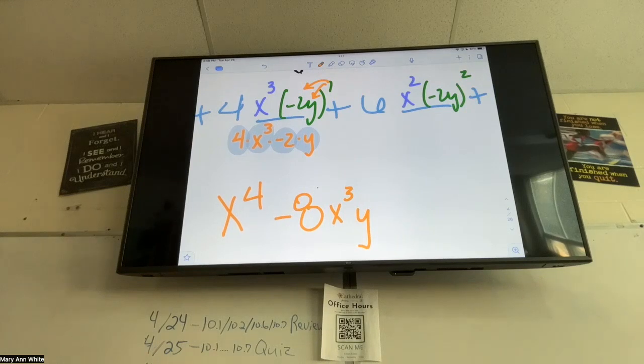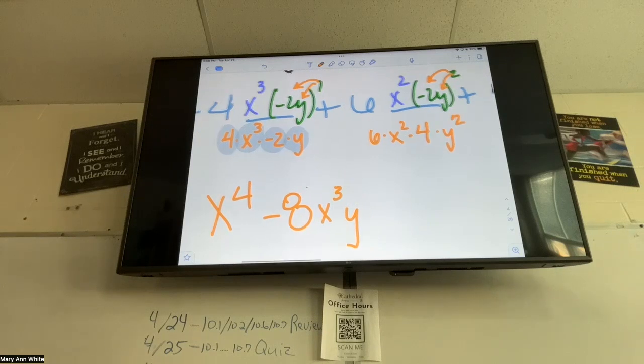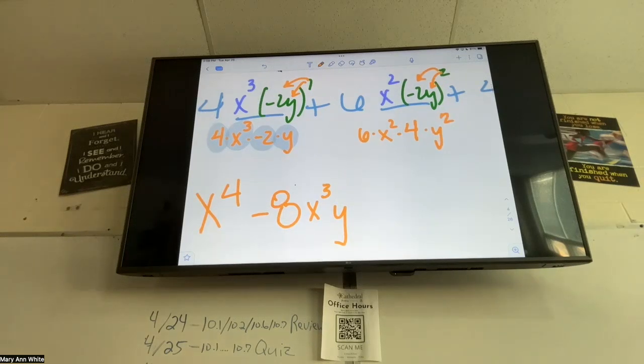Next one, I'm going to do 6 times x squared. Don't forget to give negative 2 squared, so that becomes 4. And then y also gets squared, so that's y squared. So in this next term, I'm going to do 6 times 4, which is 24. And then my little variables just get in line behind. X squared, y squared.